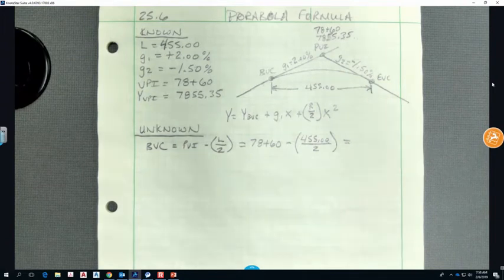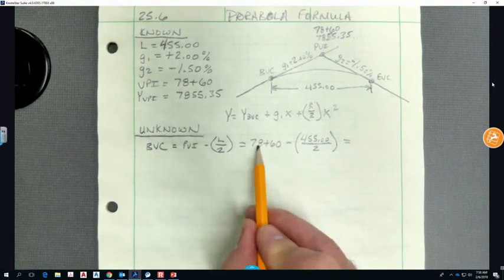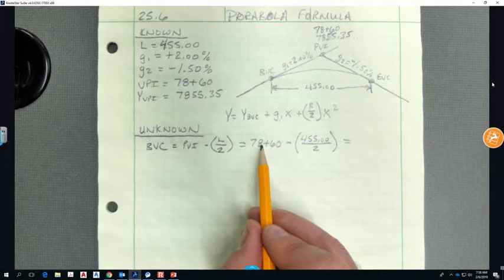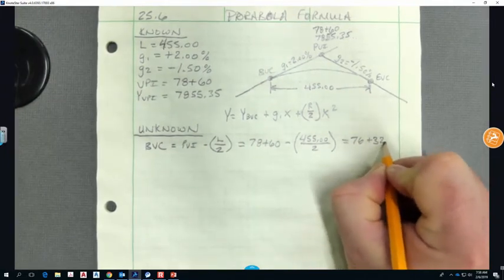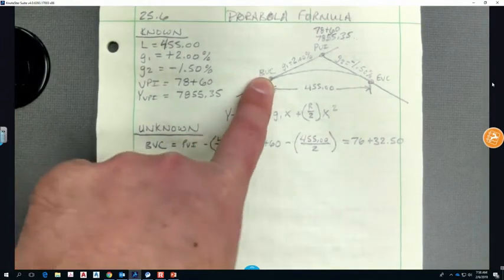So our BVC station is what? 76 plus 32.50. Okay, so that is our BVC station there.